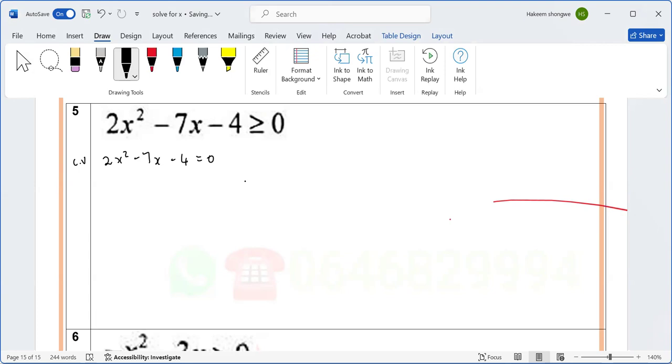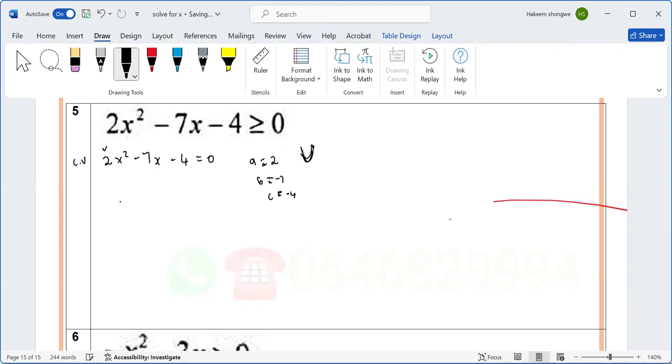Identify A, B, C. Okay, what is your A? 2. It's 2, and it's positive. Since it's positive, we already know we are going to have a smiley face because of the inequalities. So our graph is going to be smiling. Okay, what is our B? -7. What is our C?